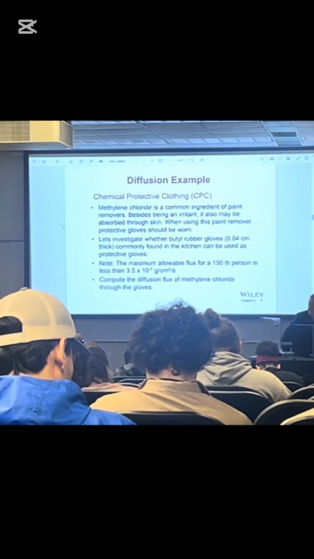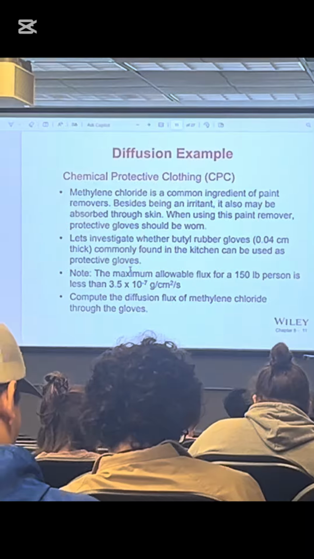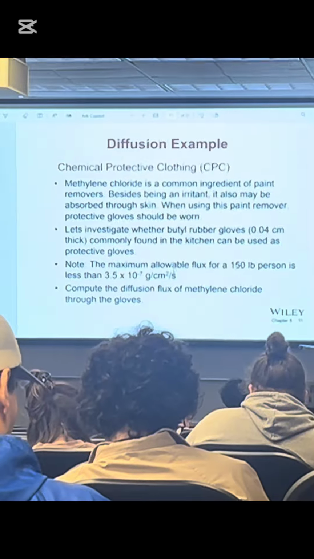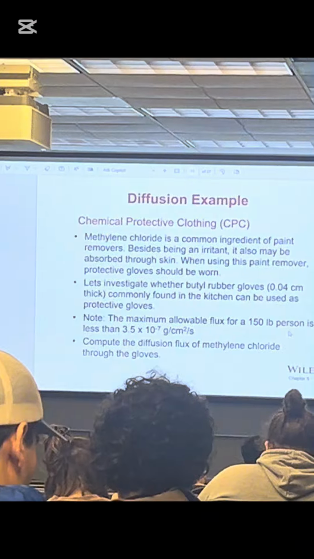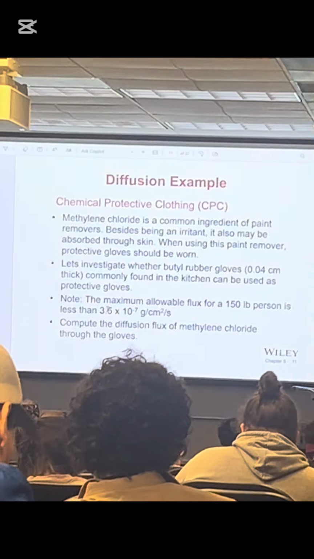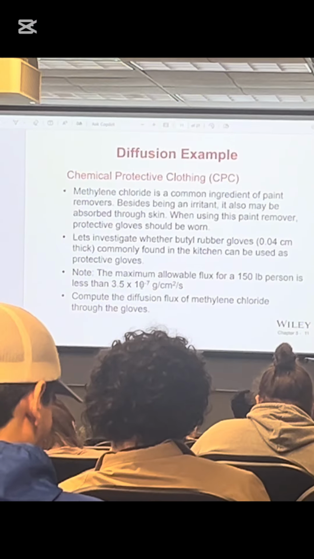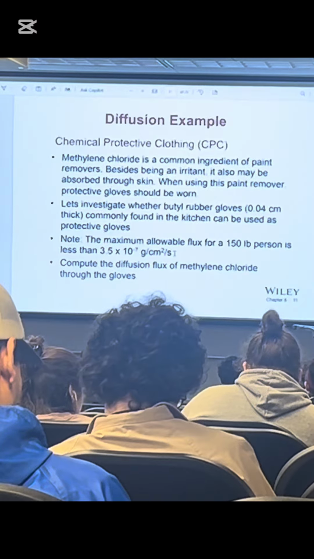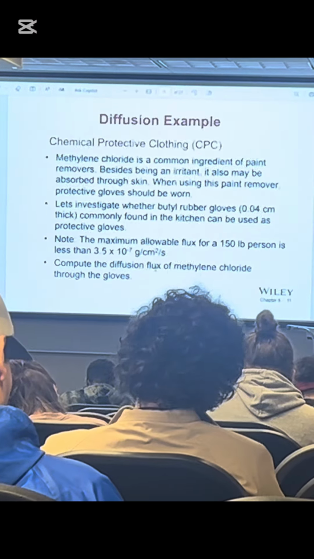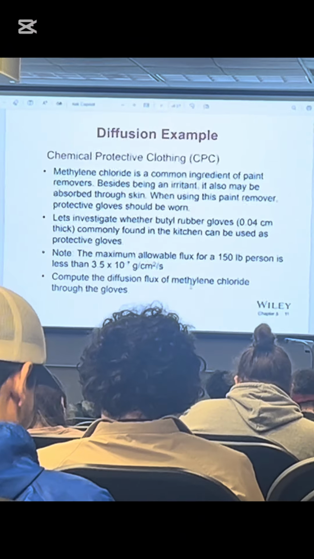Anyway, so what we're going to do is we're going to figure out if it's okay to use 50 cents gloves or $1 gloves. The maximum allowable flux for a 150-pound person has to be less than 3.5 times 10 to the negative 7 grams per square centimeter per second. And we're going to calculate the diffusion flux of methylene chloride through the gloves.